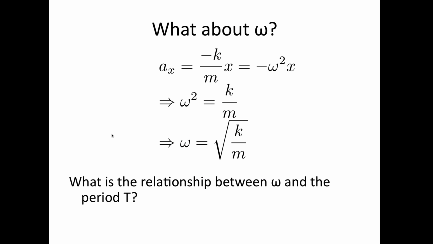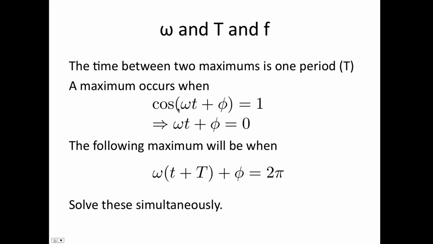Okay, so omega, we said that it satisfied the equation minus k on m times x is equal to minus omega squared x. So we've already shown that omega is root k on m. Now what we want to do is work out the relationship between omega and the period of the motion. Well, the time between two maximums is one period. When we travel from one maximum point to another maximum point, it takes a time T.